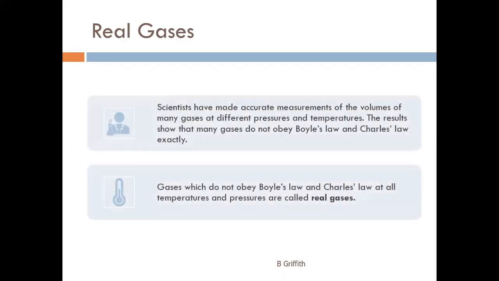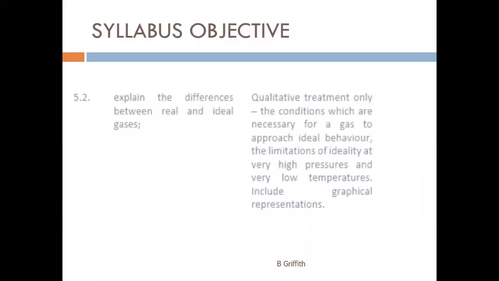So a real gas is one that does not obey Boyle's law and Charles' law. In real life, scientists have shown that most gases do not obey Boyle's law and Charles' law directly. It's not possible, because these laws were derived using the kinetic theory and assuming ideal gas behavior. Now, what does that mean for us?